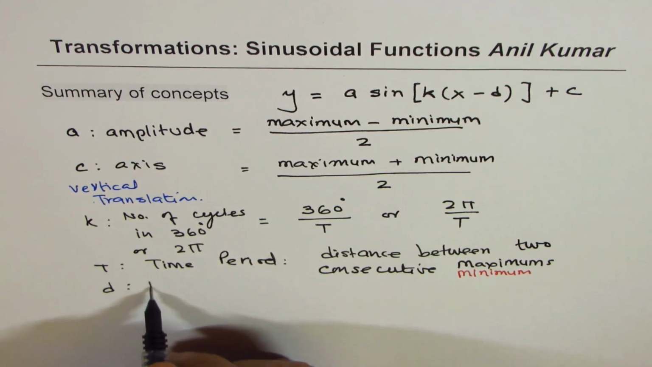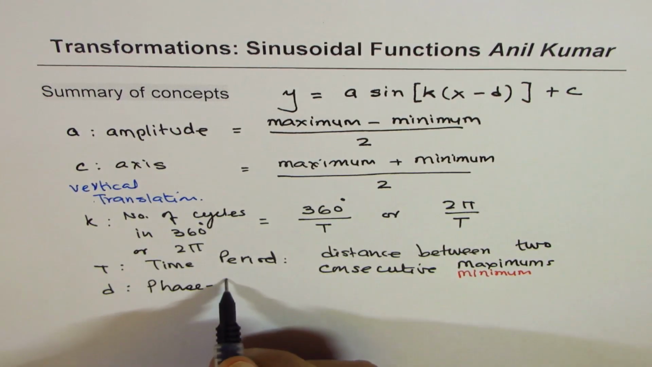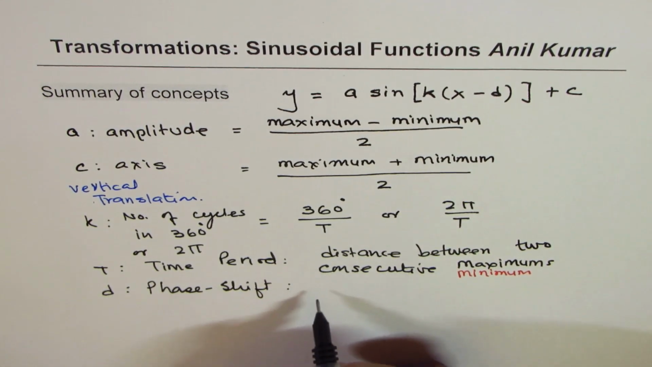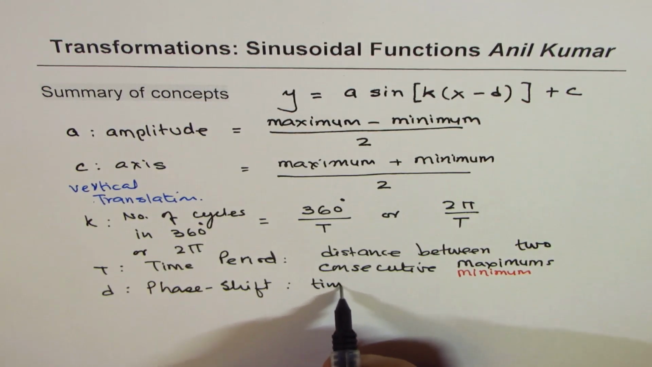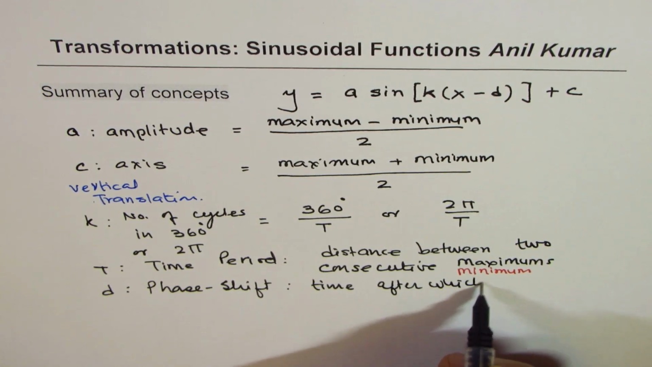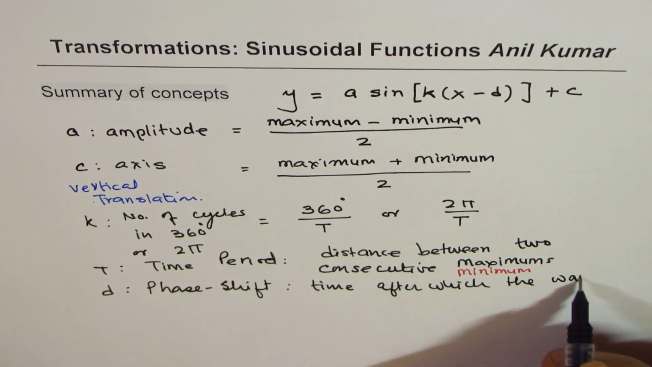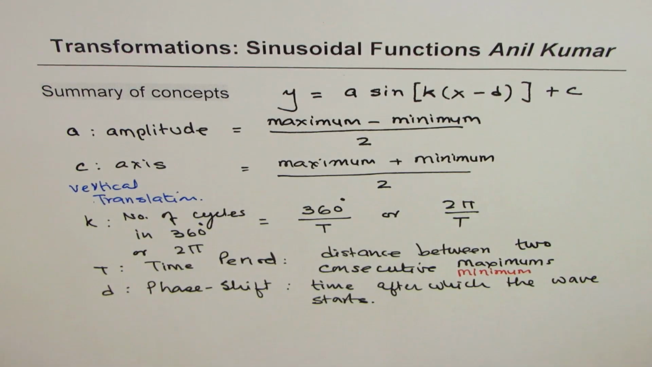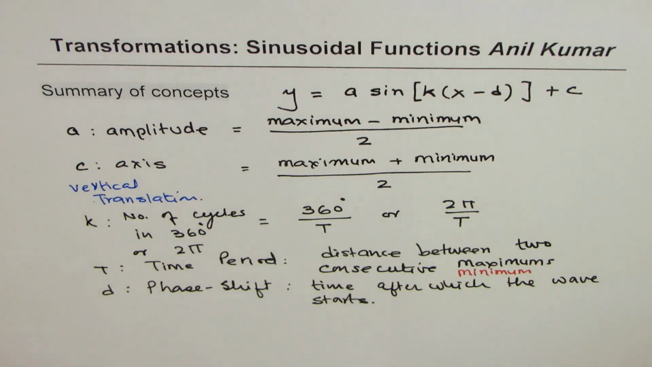And D is referred to as phase shift. Phase shift actually says the duration or time after which the wave starts. Right, so I'll explain more about phase shift as we take up examples. Correct? So now let us answer the questions. I hope these formulas and key things are absolutely clear to you.